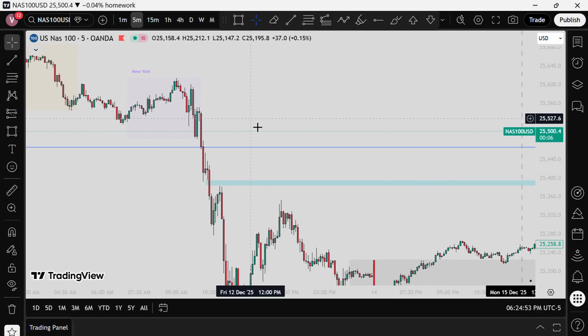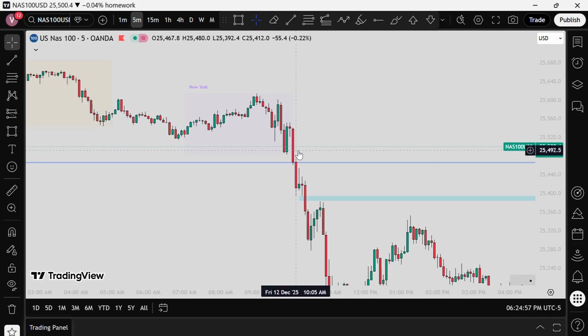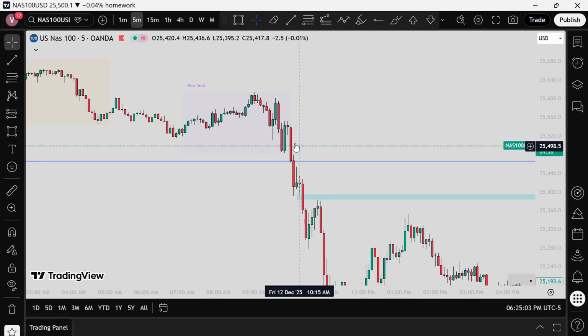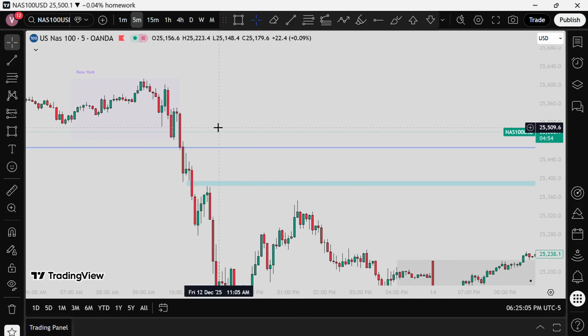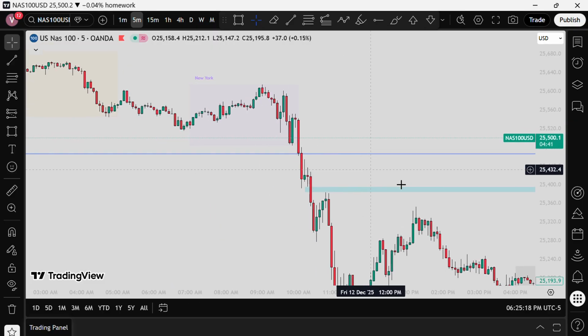As you can see in the swing leg, there was this SIBI, but it seems balanced because there is this green candle and then there is this big red candle. So it seems balanced. That's why there was no need for price to reprice till here. Next would be this fair value gap.